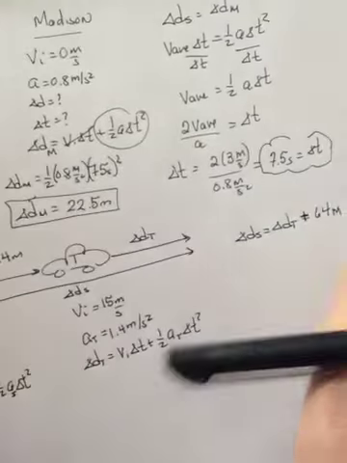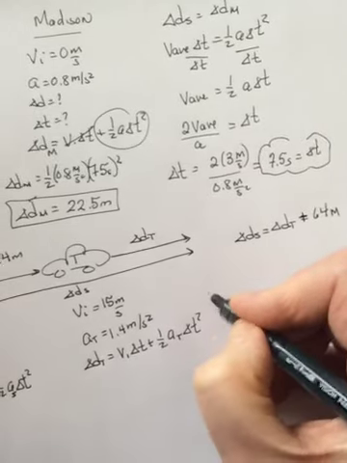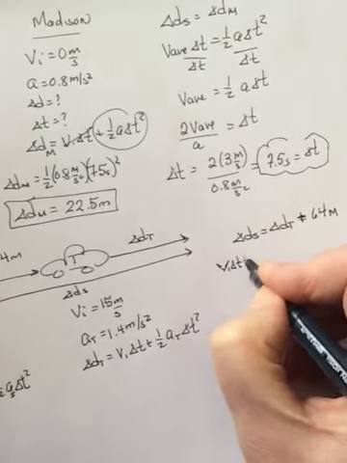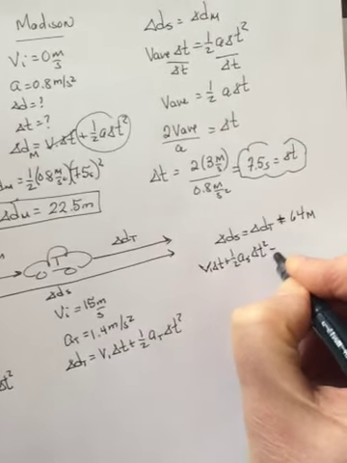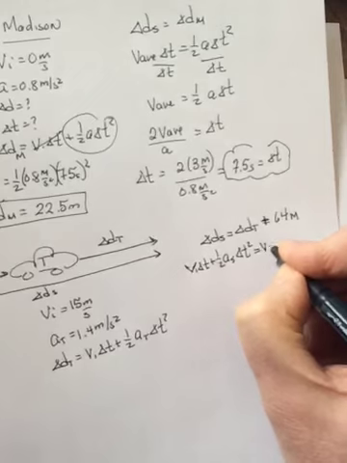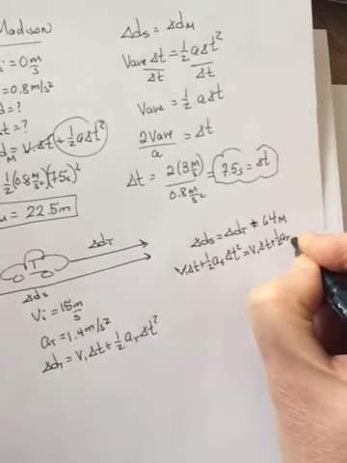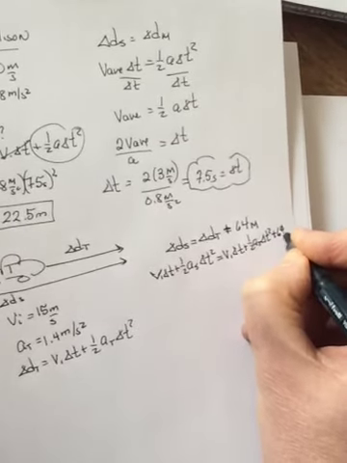So if we take these two equations and plug them in over here in this equation, where the student is, we'll write VI delta T plus 1/2 A of the student delta T squared is equal to, and for the teacher we'll write VI delta T plus 1/2 A of the teacher delta T squared, and then we have to keep our 64 meters.